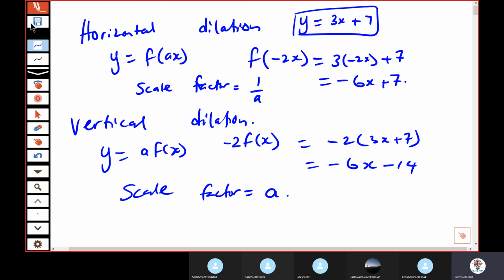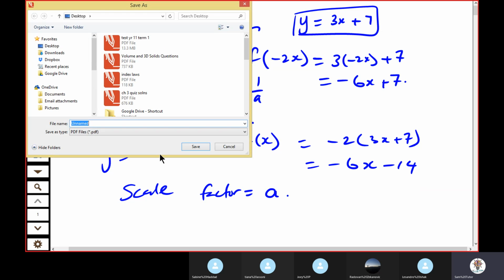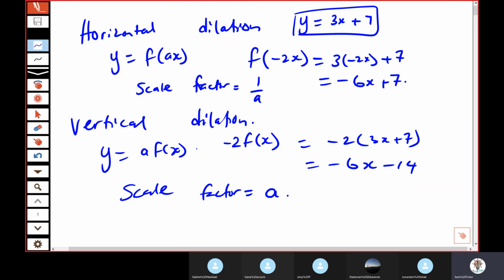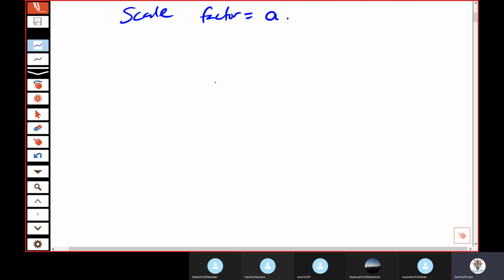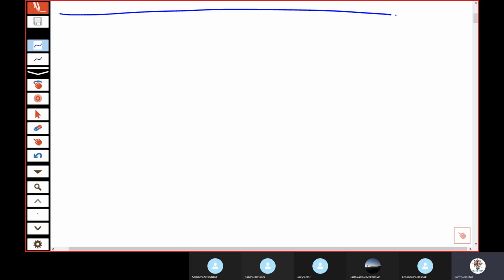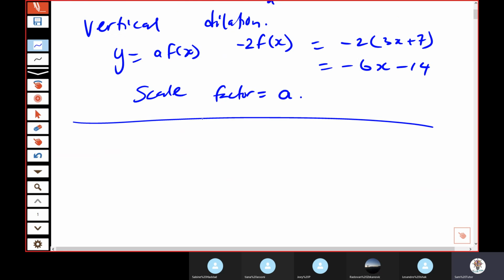I'm going to save that and send that to you guys as well, as we write more notes. Horizontal and vertical stretches and dilations. Okay, so let's go again before we do more questions. That was really bad. Yeah, question. Oh yeah, sorry. Good point.